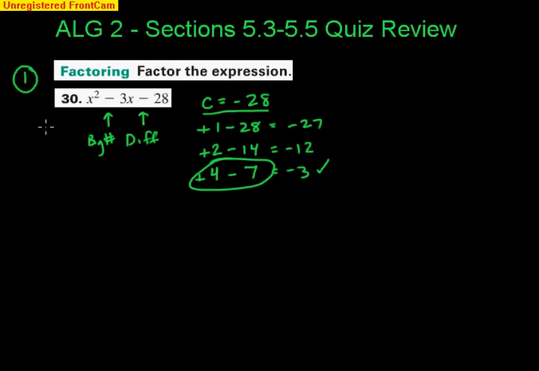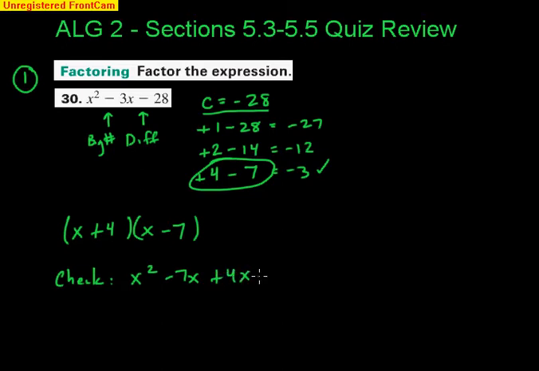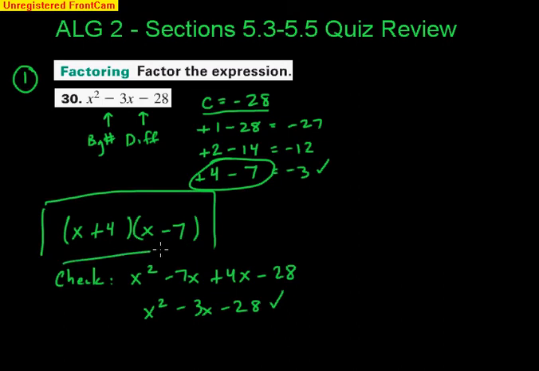So when I do this, we will put our two parentheses. It is x, and I put a plus 4 and a negative 7. I'm going to check my answer real fast by foiling. X squared minus 7x plus 4x minus 28, x squared minus 3x minus 28. That's exactly what I started with, so this is my answer, the factored form.